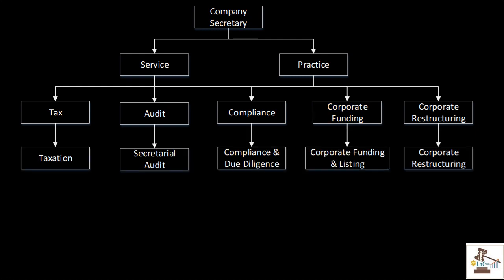If we look at the CS professional course, each subject is designed to cover a particular area, or in other words, to cover a particular area, a particular subject has been designed. The subject corporate funding and listing on the stock exchange is also designed in such a way as to enable a company secretary to be proficient in the field of corporate funding and manage the entire end-to-end process of funding and listing for a company.